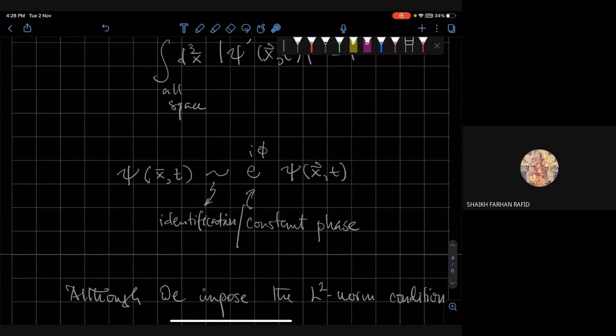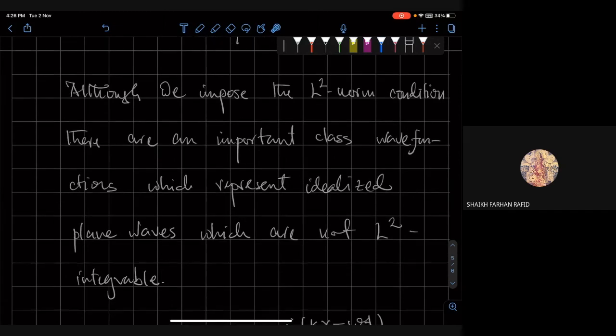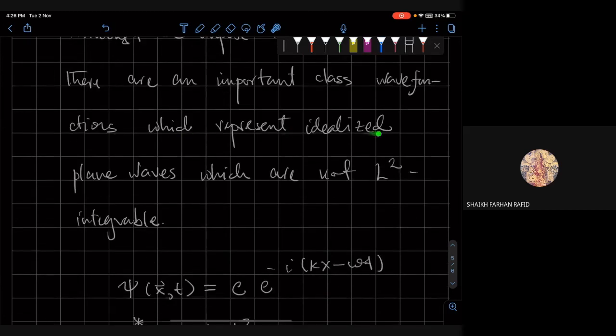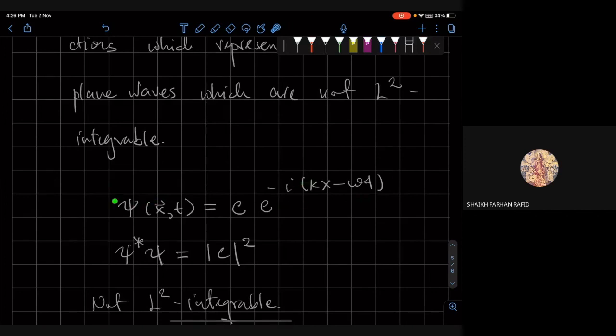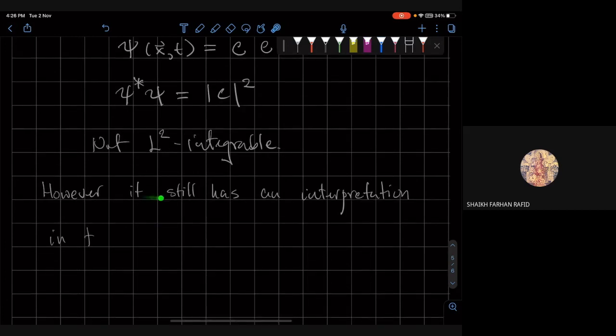Okay? Yes, sir. So we are saying that although we impose the L squared norm condition, there is an important class of wave functions which represent, say, the idealized plane waves, which are not L squared integrable. So they are of this type, and if you look at psi star psi, it's some constant, and therefore it's not L squared integrable. However, these still have an interpretation in terms of relative probability.